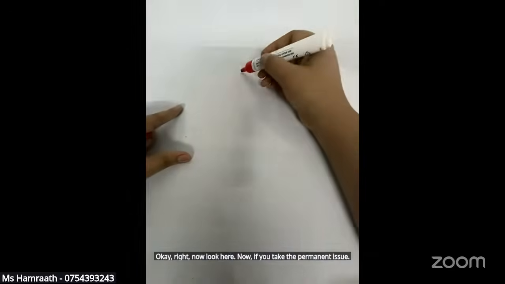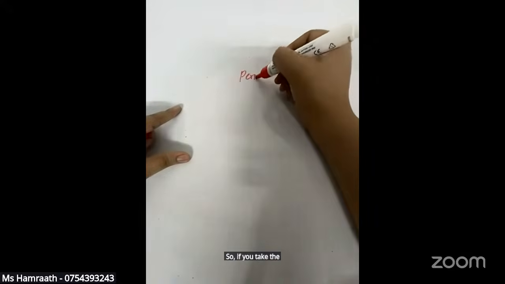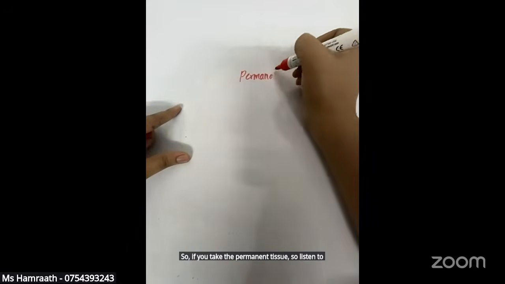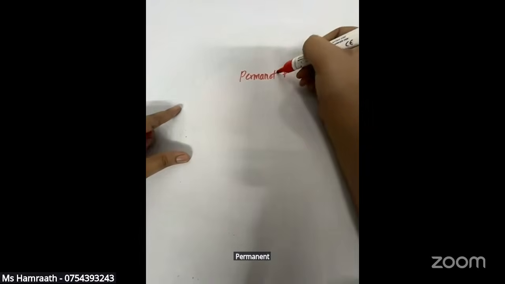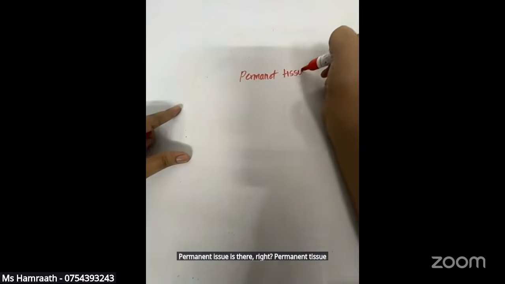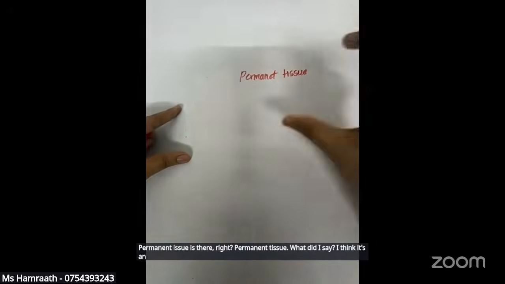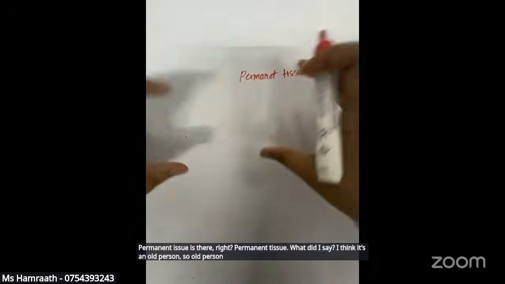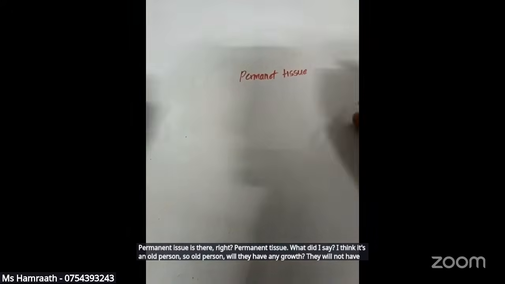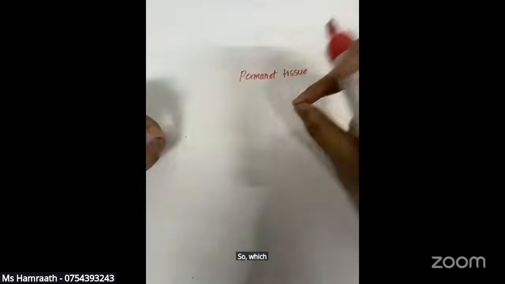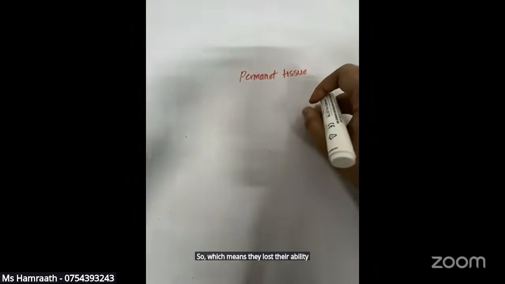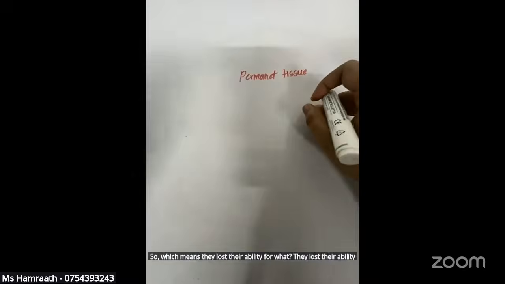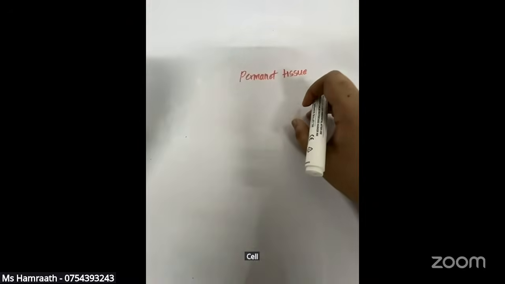Okay, right. Now look here. Now, if you take the permanent tissue, listen to me carefully. Think of an old person. Will an old person have any growth? They will not have any growth. Which means they lost their ability to undergo what? Cell division.